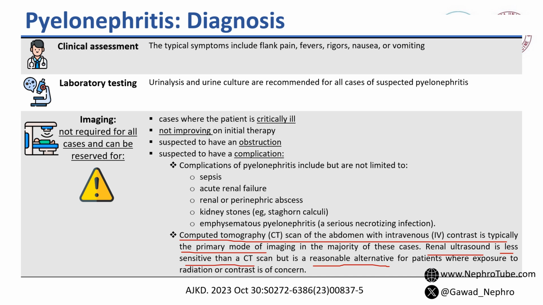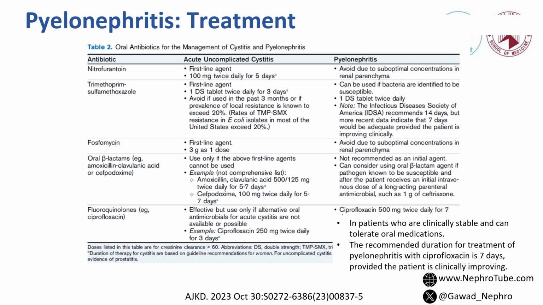So the diagnosis of pyelonephritis mainly depends on clinical assessment and laboratory testing, except in some cases where you need to do imaging. Regarding treatment of pyelonephritis, there is a table that I showed before. Here is the treatment of acute uncomplicated cystitis, and here is the treatment of pyelonephritis. Let's see what is the best antibiotic to start with in cases of pyelonephritis.